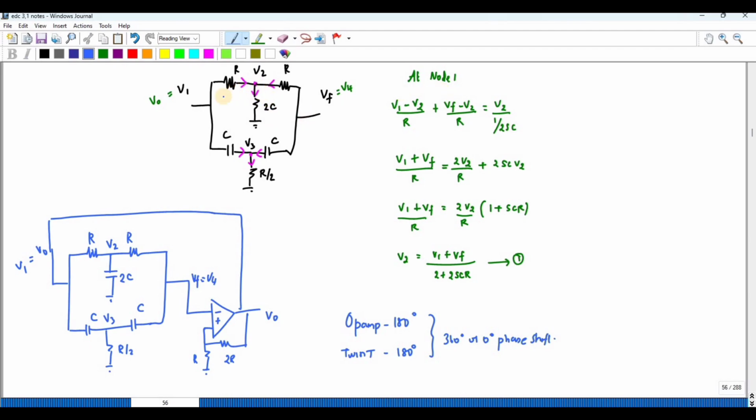So the current is flowing in this direction, so V1 minus V2 divided by R is a current. How many input currents are there? Two incoming currents and one outgoing current. So V1 minus V2 divided by R plus Vf minus V2 divided by R is equal to V2 divided by 1 by 2SC. For capacitance you have to write 1 divided by SC, and since the value of capacitance here is 2C, I have written 1 divided by 2SC.